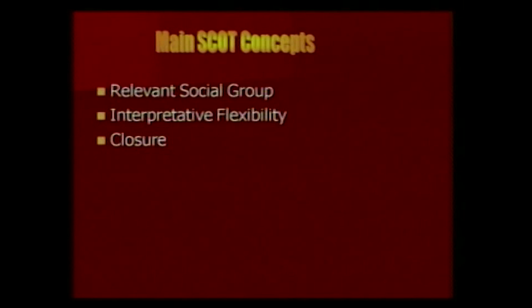And the model we're trying to apply to technology is very similar. We're saying that there are moments of interpretive flexibility with technology where there's more than one interpretation, but eventually you get one dominant interpretation of a technology. We call that moment closure, where one interpretation predominates. So that's called closure, sometimes referred to as stabilization as well.